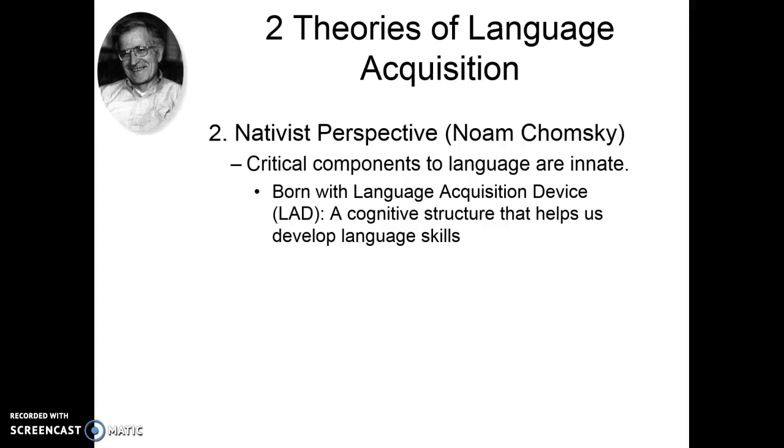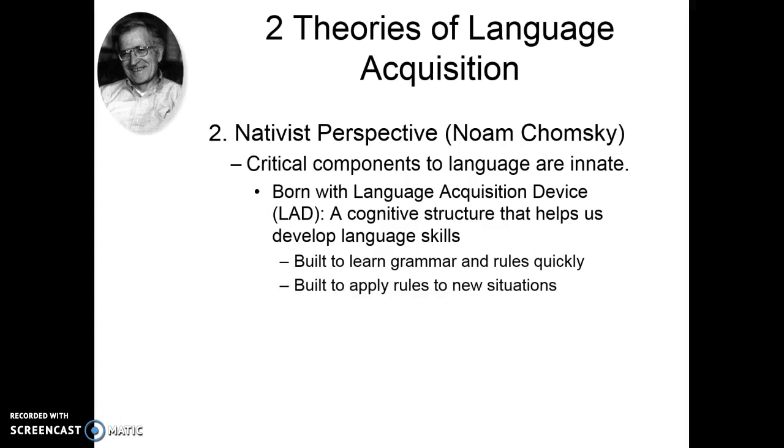Now, it's not really like a machine inside of you. It's kind of this fictitious idea that there's something inside of you, and what it does is it helps you to develop language skills. So there's something inside of you, a cognitive structure is what they call it, that helps us develop language skills. Why do they say this? Because we are built to learn grammar and rules quickly. We are built to apply rules to new situations as well.